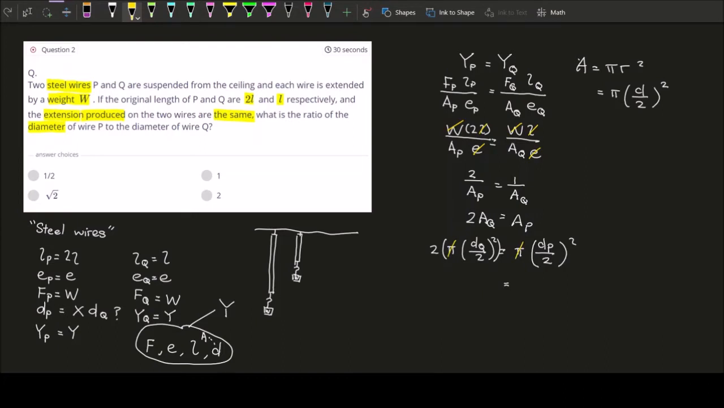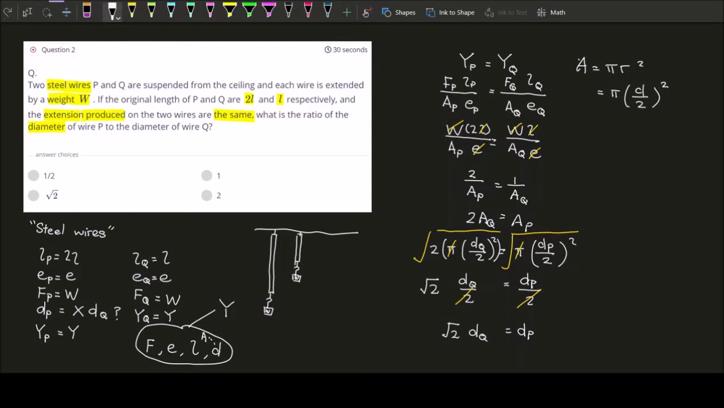Then we do a square root on both sides. So if you do a square root of both sides, you end up with the situation square root 2. Then you have dQ over 2. Then you have dP over 2. Again, you cross out both sides, the 2. Then you are left with square root of 2 dQ equals to dP.